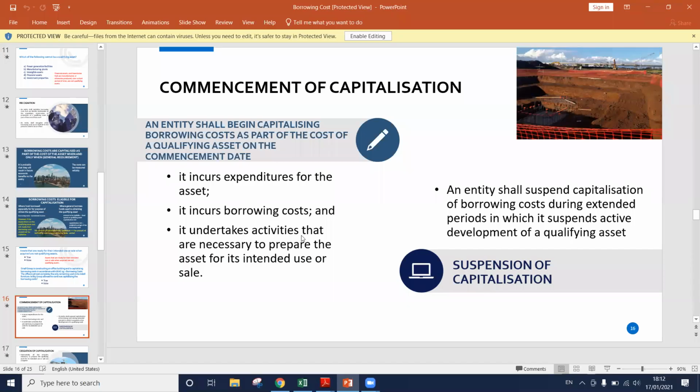It undertakes activities that are necessary to prepare the asset for its intended use or sale.